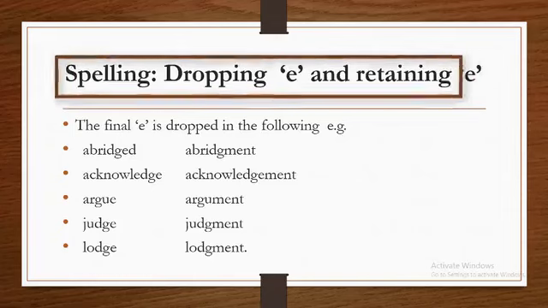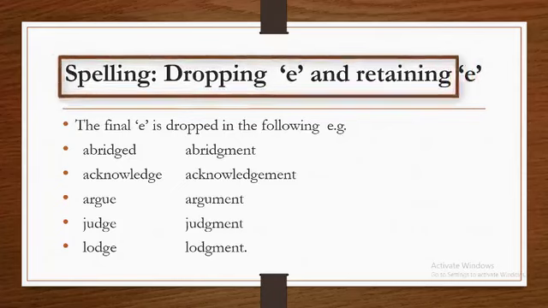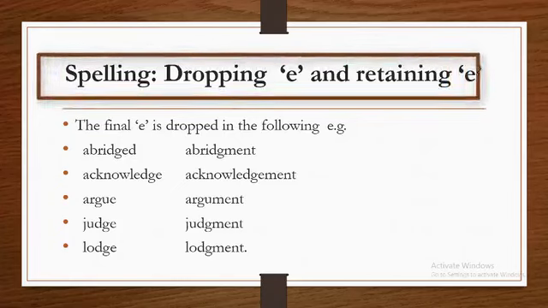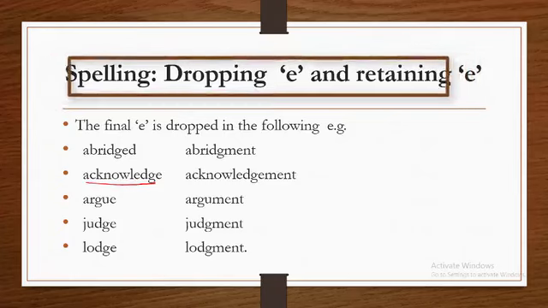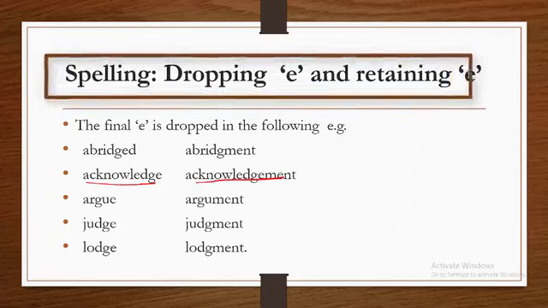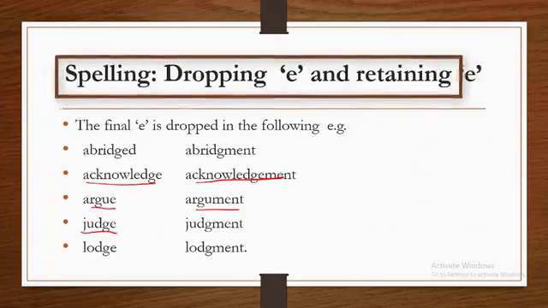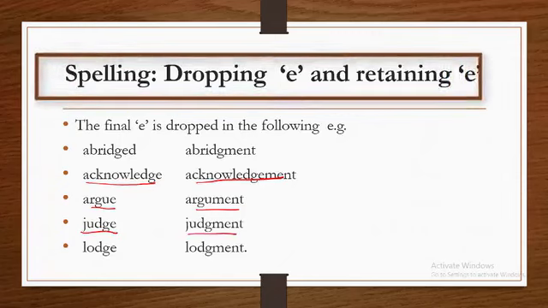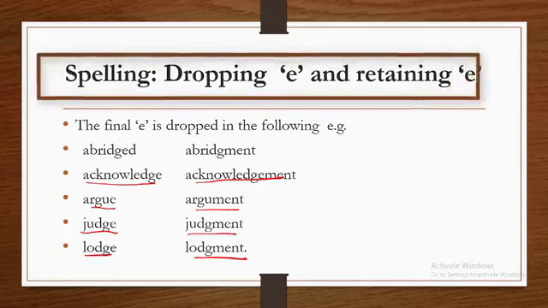Now, the final E can be dropped in the following words. When you are converting words from one word class to another, you can drop the final E. For instance, acknowledge is a verb here. When you want to change the word class to a noun, acknowledgement, you drop the E. We have argue, a verb; argument, we drop the E. Judge, a verb; judgment, it changes the word class. Lodge, lodgement.